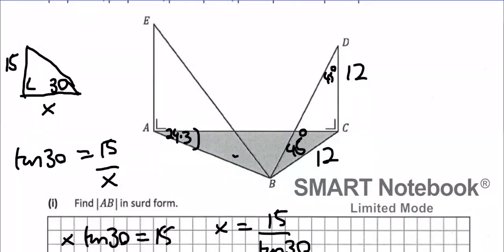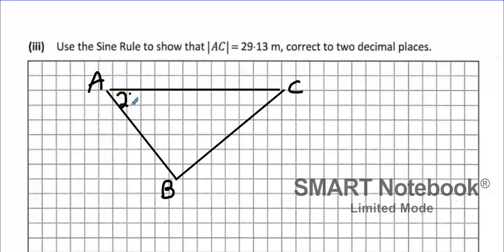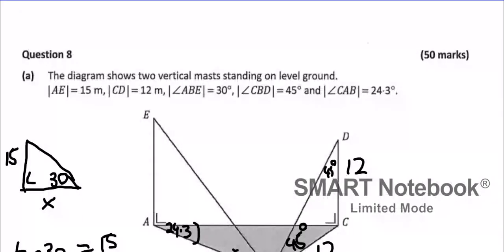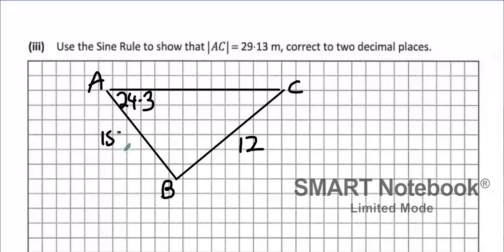24.3, 12. 24.3, that's 12. And what did we say AB was earlier? Did we get AB? 15 root 3. Okay. That should be enough info. I know the red angle. And what I can determine is what the green angle is. Because the green angle looks at 15 root 3.